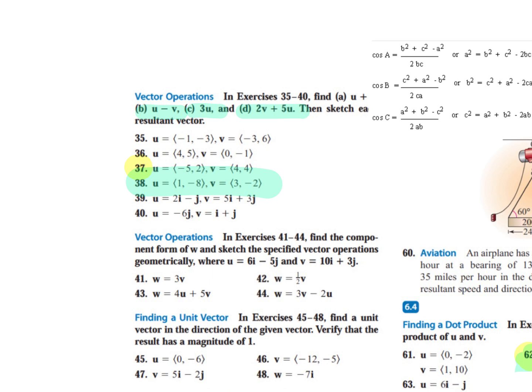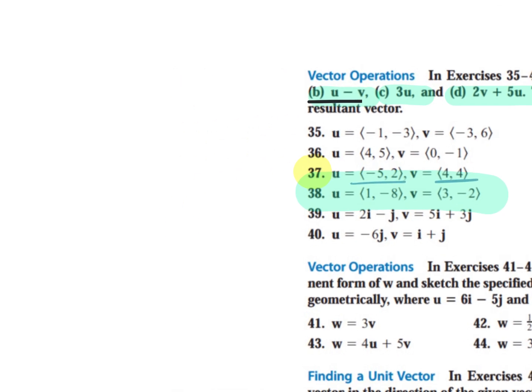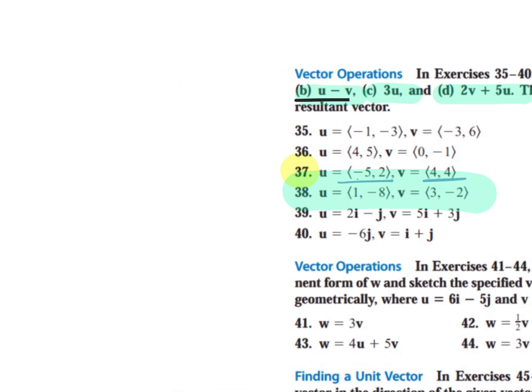All right, next let's do 37 on the next page. So for 37, we're going to find U minus V. It gives us vector U and it gives us vector V. So we just subtract the first number minus the first number, so -5 minus 4, and then the second number minus the second number, 2 minus 4. So this would be -9, -2.